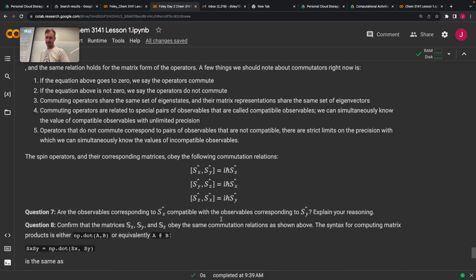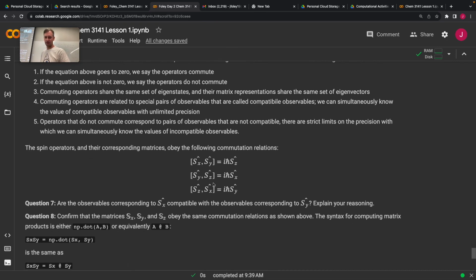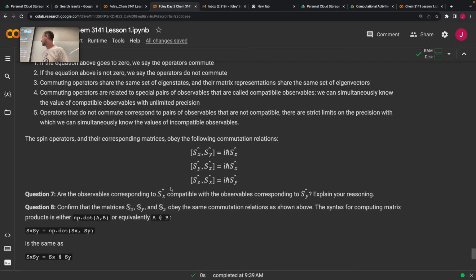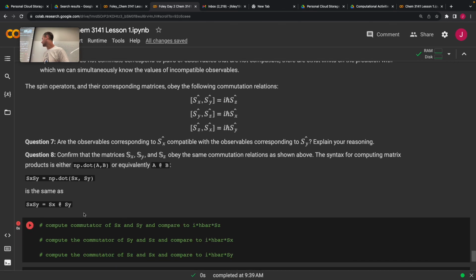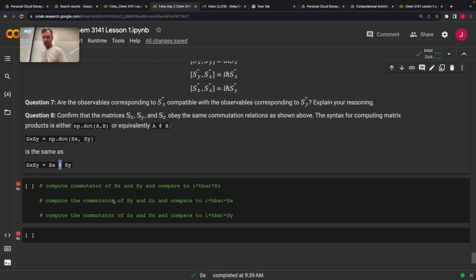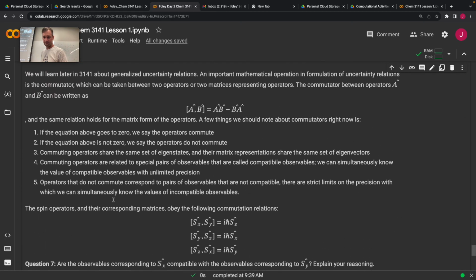Taking commutators is really just a matter of multiplying matrices together. So again, you know the syntax. You can do np dot matrix 1, matrix 2, just like this. And also, even simpler syntax, you can use the ampersand sign to do matrix multiplication. So that's it. Okay, any questions?